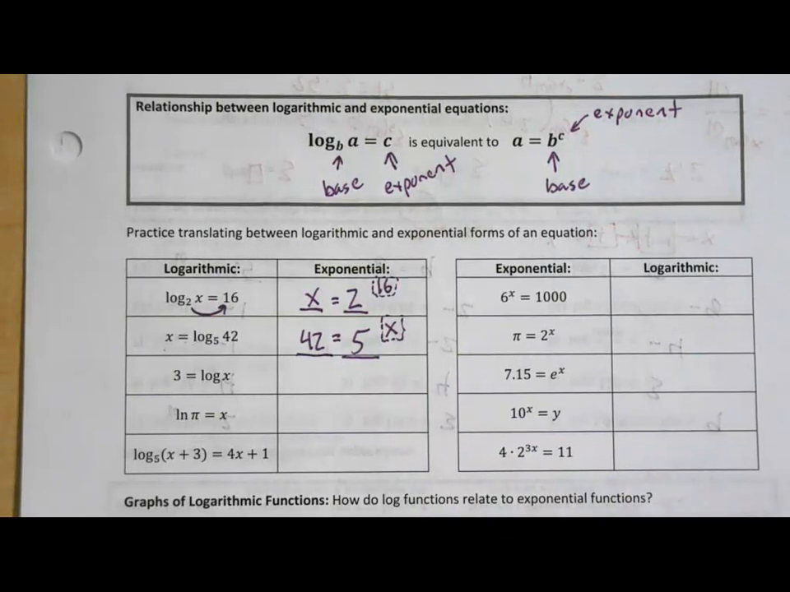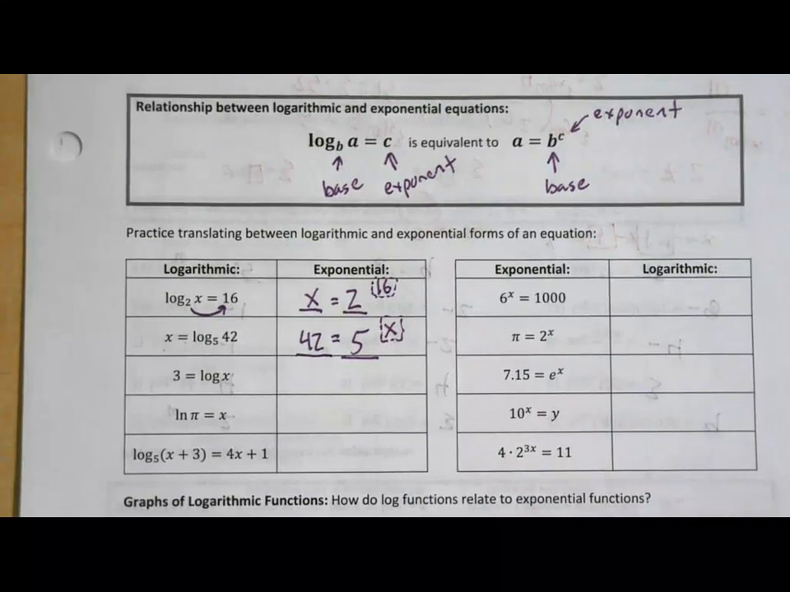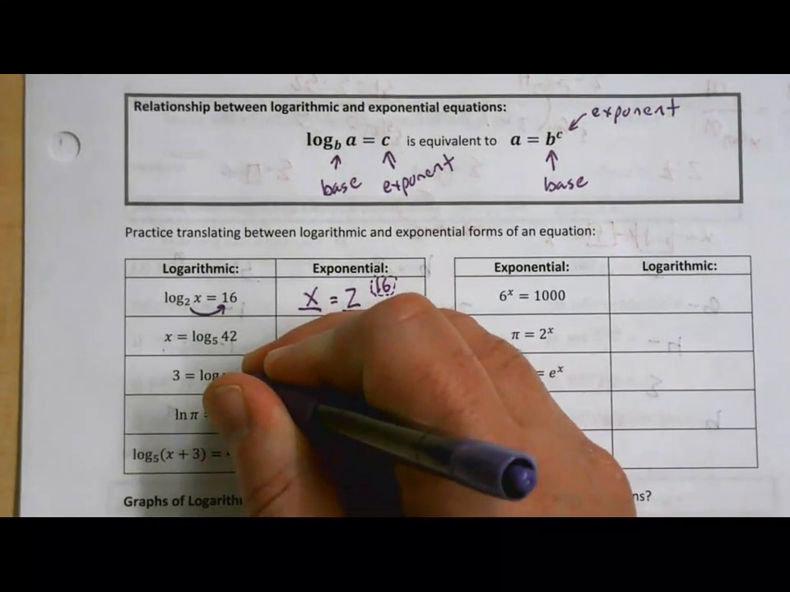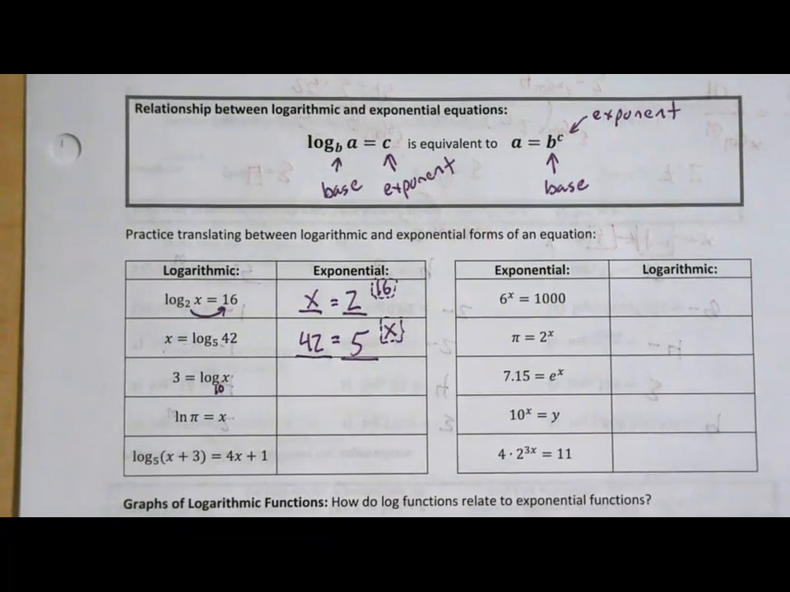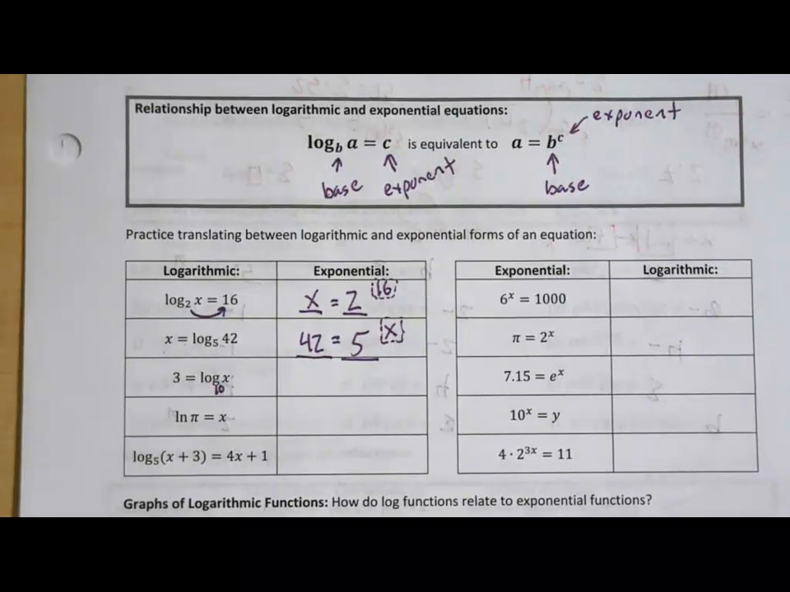All right, see what you can do with the next couple. If it helps you just to write in the invisible base, go ahead and do that. And then try the ones on the other side. It's kind of the same thing, but in reverse.